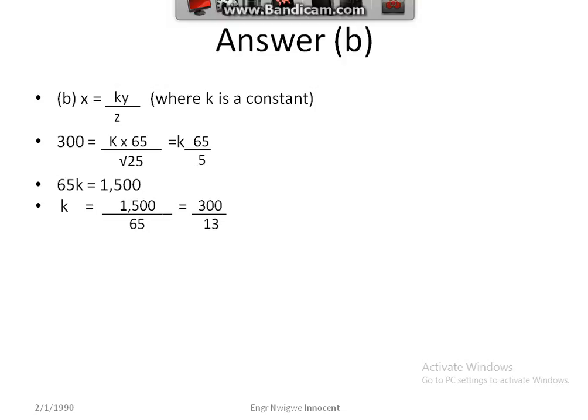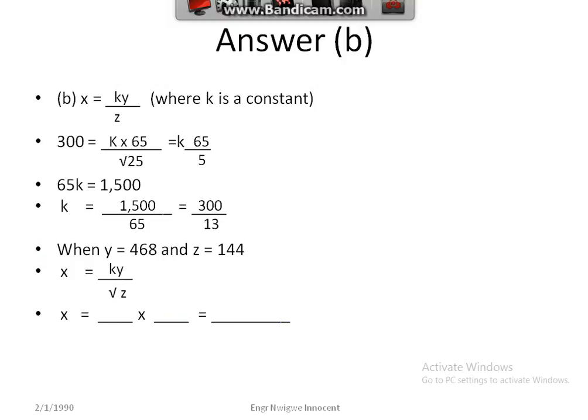Then, we are given that y is equal to 468 and z is equal to 144. x is equal to ky over square root of z. Now if you substitute the values, since we have gotten our k to be 300 over 13, you substitute it and multiply by our y, which is 468 over the square root of z, which is 144.